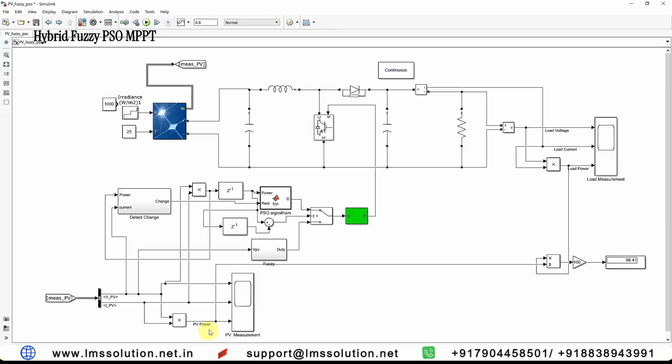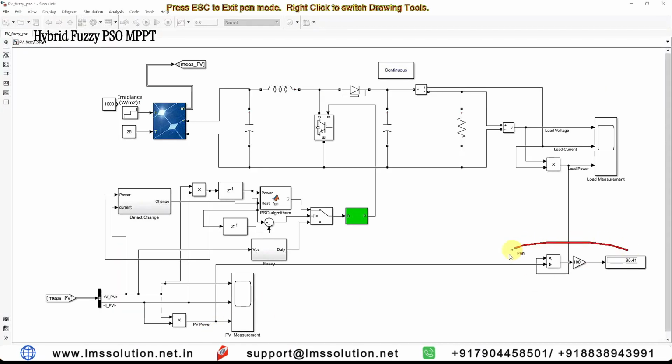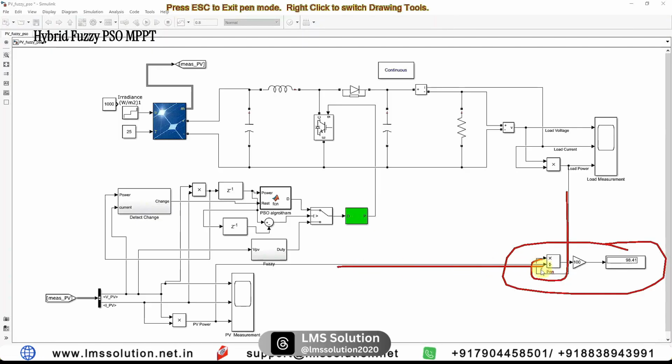And also you can see the efficiency of the system. Here I am measuring the load power and the PV power, and then I'm calculating the efficiency. The efficiency of the system is around 98.41% for this particular system. This is the working of this hybrid Fuzzy MPPT for the solar PV system.